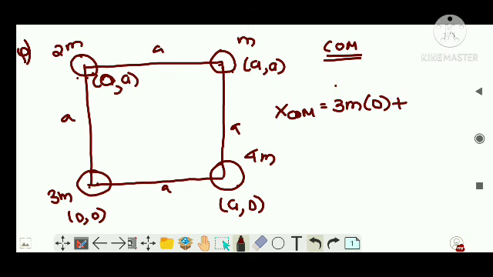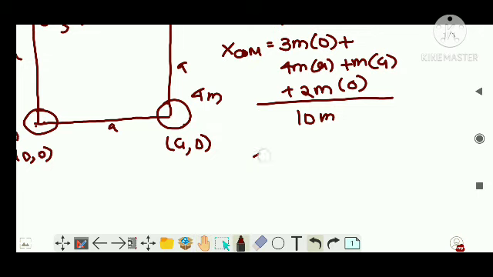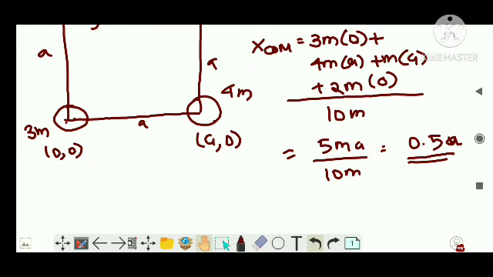m1 x1 plus m2 x2 plus m3 x3 plus m4 x4, whole divided by 2m plus m plus 3m plus 4m. 7m plus 3m is 10m, right? That is m1 plus m2 plus m3 plus m4. So when you calculate this, this term goes off, so 5ma divided by 10m, you get 0.5, right? 1 by 2, right? So 0.5a, that is the x coordinate.